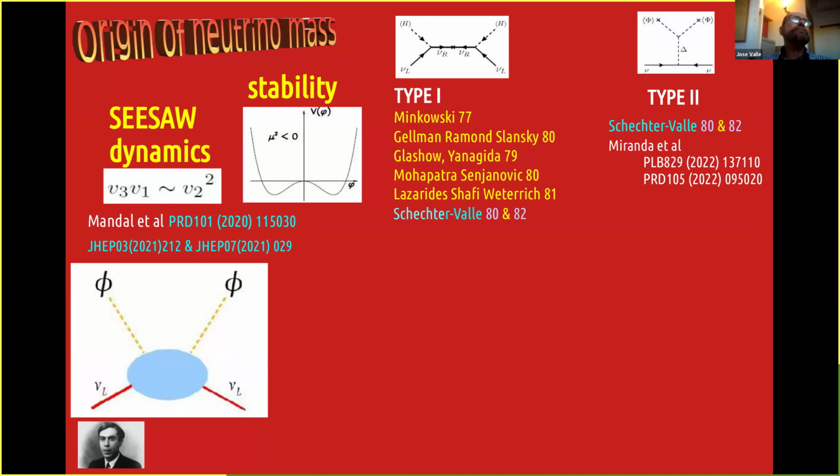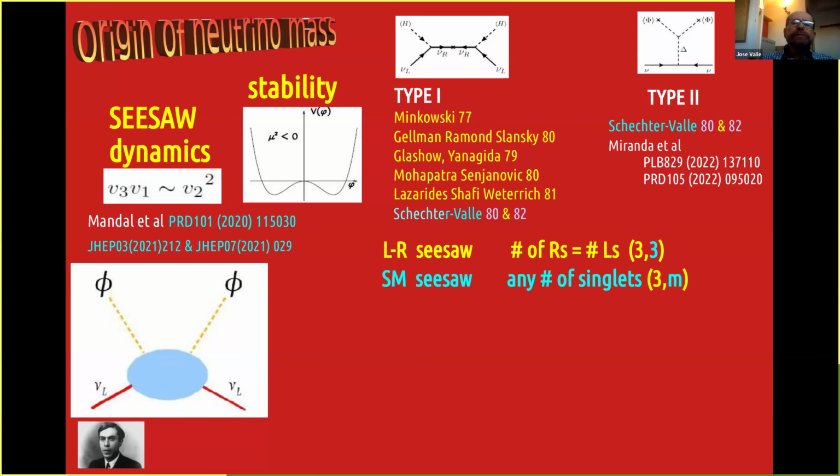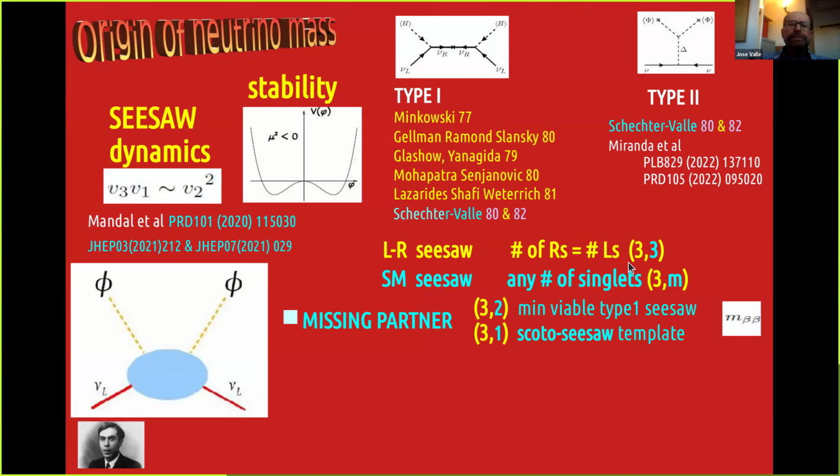But there was an important difference between the cyan and the yellow seesaw. The yellow seesaw assumes left-right symmetry, so you must match the number of right-handed neutrinos to the number of left-handed neutrinos by gauge invariance. In contrast, the standard model, the cyan seesaw that we suggested, was just based on the standard model, so it's much more general, and it allows for any number of singlets, not necessarily matching the number of left-handed neutrinos. In particular, one can have a missing partner seesaw, and there are basically two missing partner seesaws.